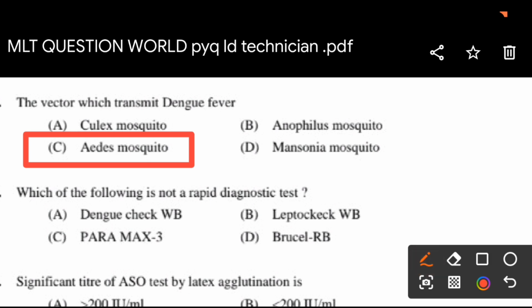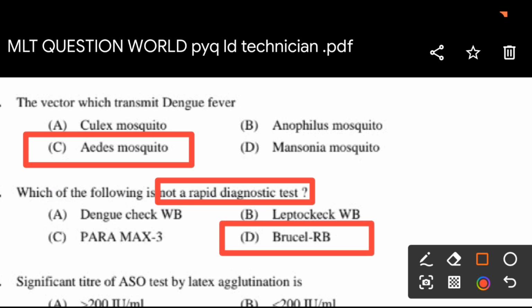Next one. Which of the following is not a rapid diagnostic test? Dengue check WB, Leptocheck WB, Paramax 3, Brucel RB. Not a rapid test. Okay. The right answer is Brucel RB.